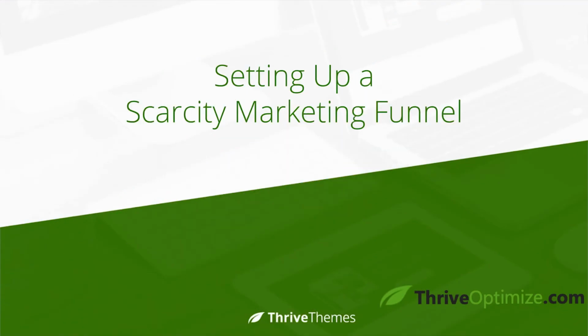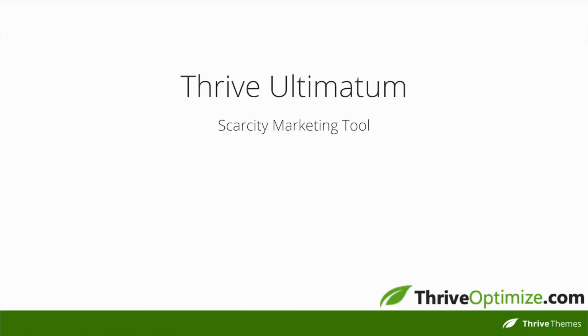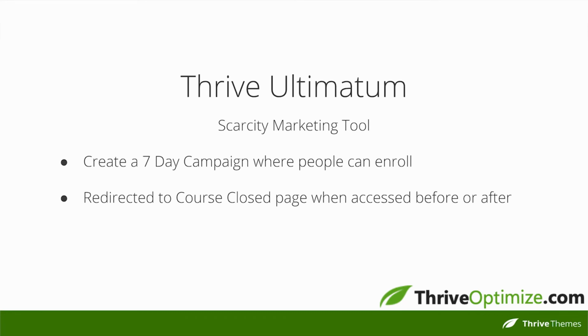Now that all your sales pages are set up within WordPress, we have more control over your customer's experience. This also means that we can set up a scarcity marketing funnel using Thrive Ultimatum. Thrive Ultimatum is our scarcity marketing tool, which allows you to create campaigns where people can only access your sales page on certain days. So let's say you're going to create a 7-day campaign where people can purchase your online course. If they try to access the sales page before that, they'll be redirected to a course closed page.